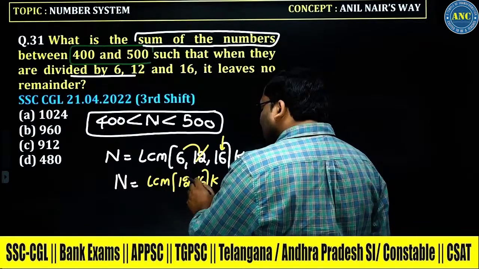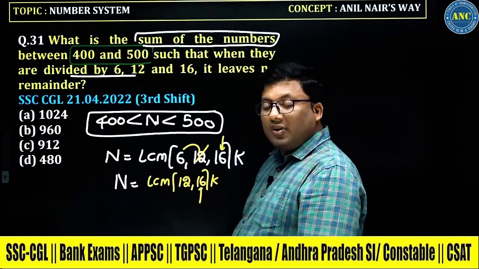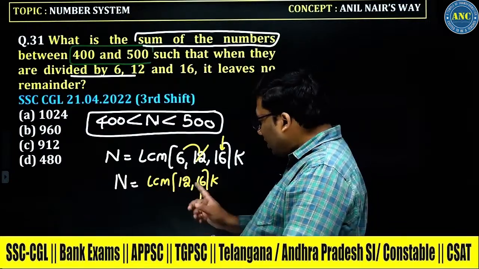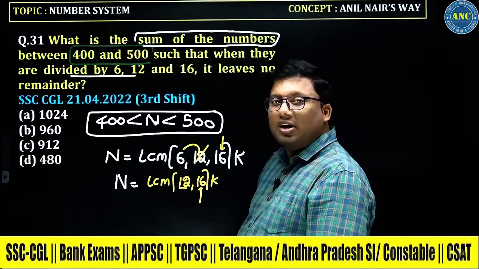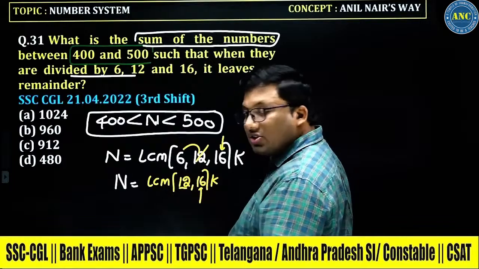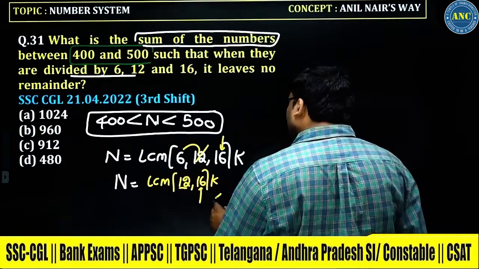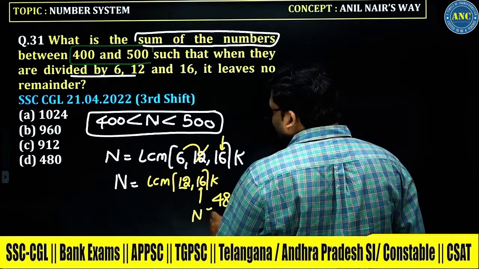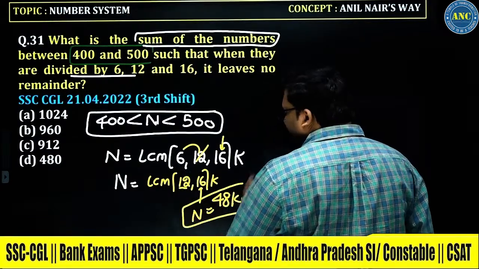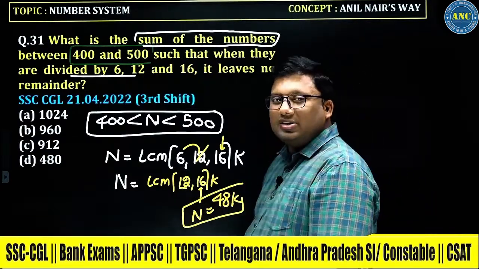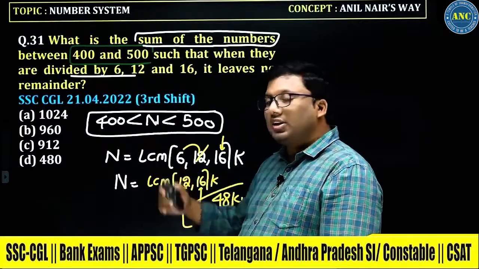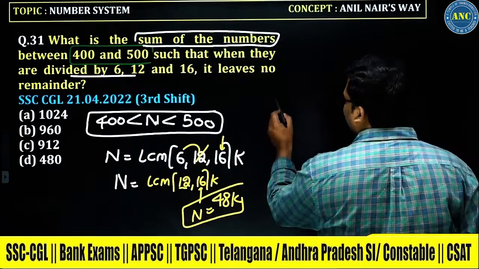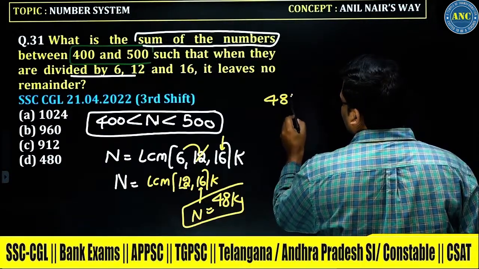The largest number 16 is not divisible by 12. 12 means there is one prime factor 3 present. 16 should have one prime factor 3. 16 3s are 48. That means n is 48k. We need the sum of all the numbers of the form 48k which are greater than 400 and less than 500.